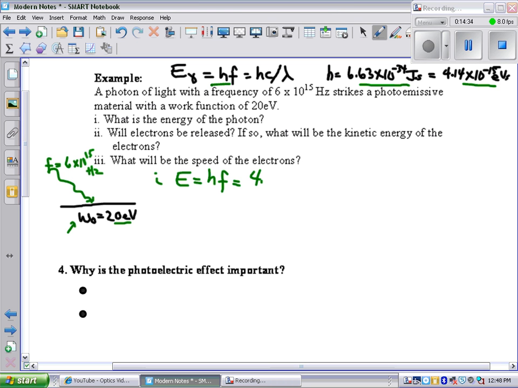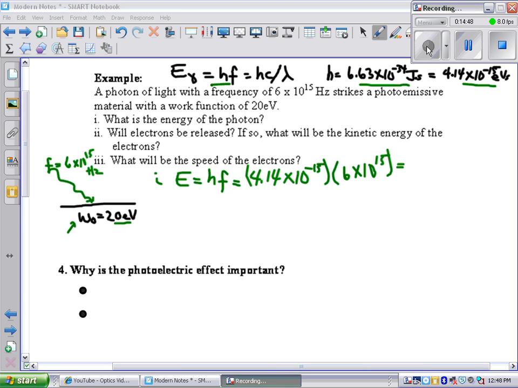So my h is going to be 4.14 times 10 to the minus 15th. My f was 6 times 10 to the 15th. And when I multiply those together, I'm going to find an energy of 24.84 eV. Part 2: will electrons be released? So the energy of this thing coming in is 24.84. Can it overcome the work function? The work function is only 20, so yes.